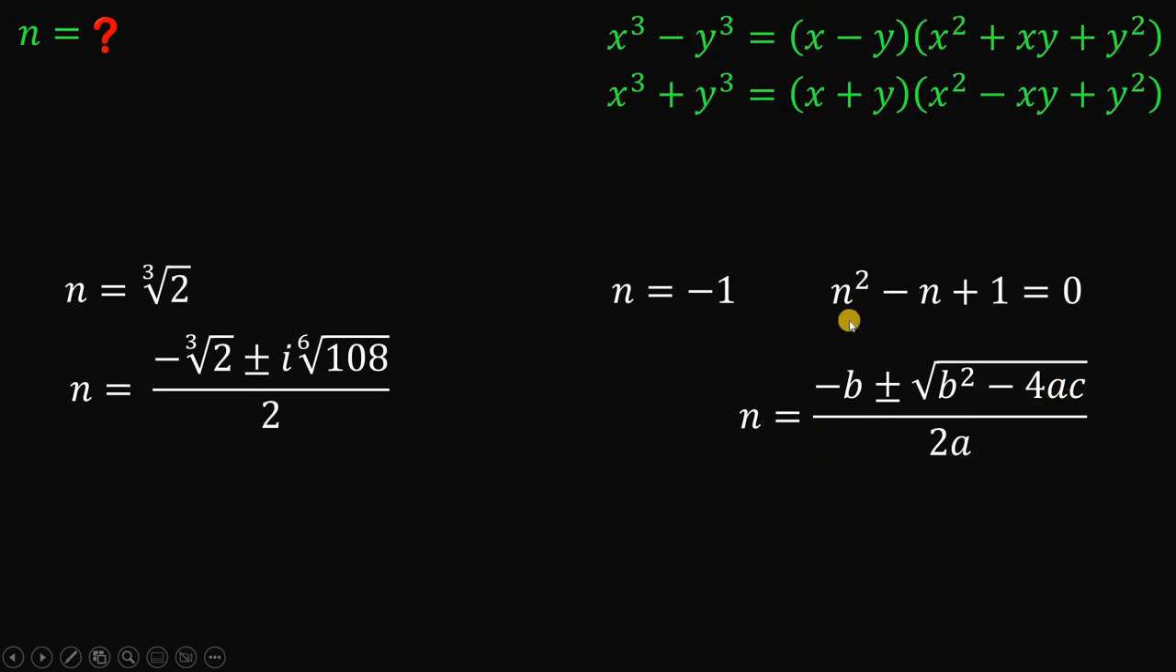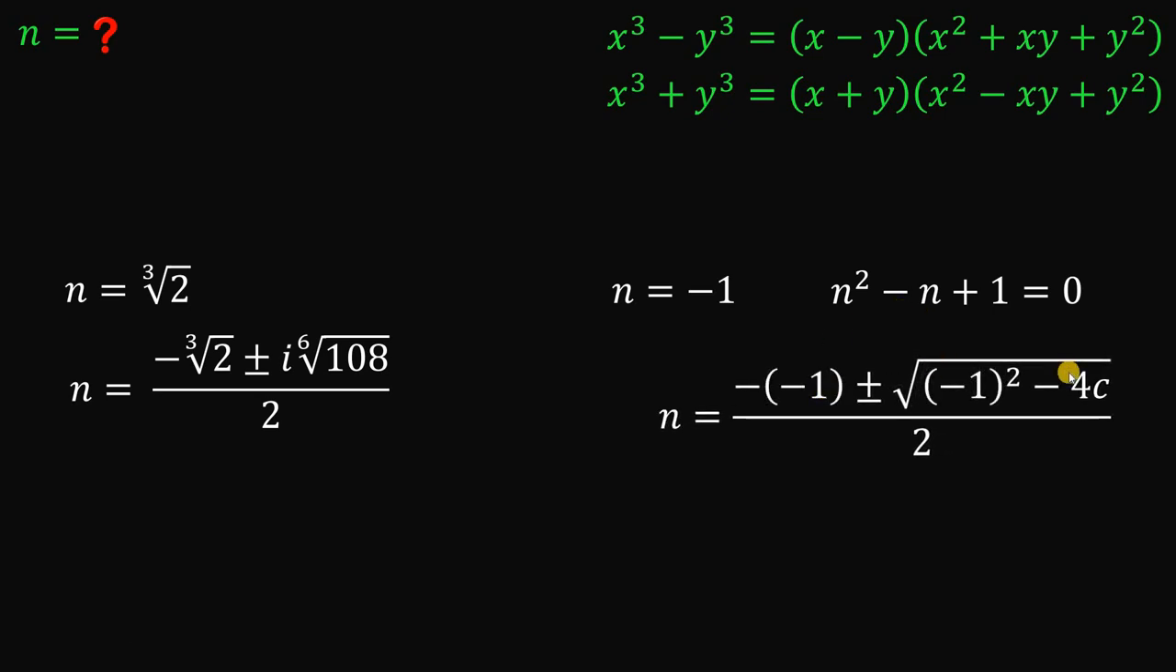Again, this a represents the coefficient of n squared. This is just 1, so we can replace all a with 1. Next, this b is negative 1, the coefficient of n. So we can replace all b with negative 1. And the value of c is 1, which is the constant term.